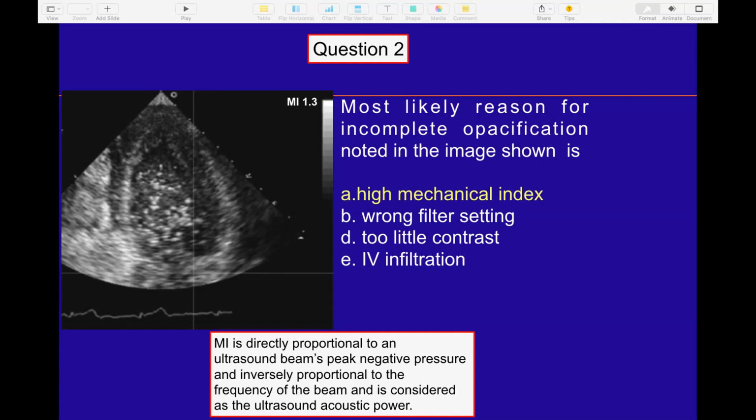And just as a reminder, the mechanical index is directly proportional to the ultrasound beam's peak negative pressure. And these can potentially be questions for you: the MI is inversely proportional to the frequency of the beam. And typically you can look at your MI on your screen, and there is a button which gives you the capability of adjusting your mechanical index.